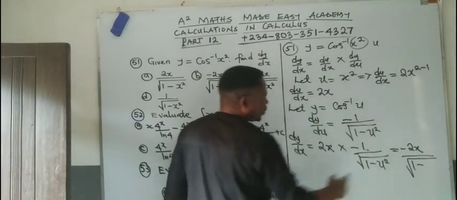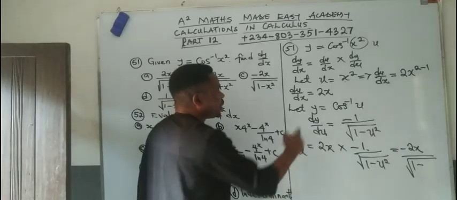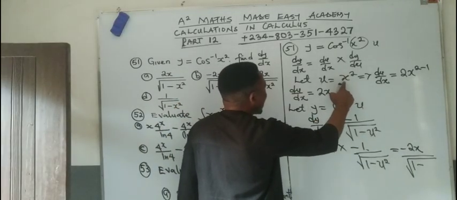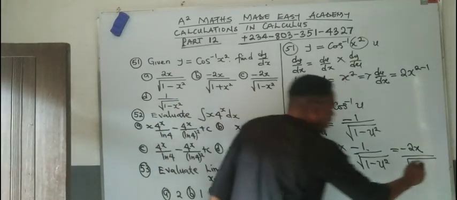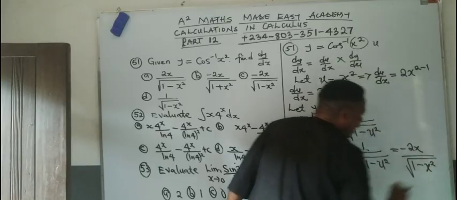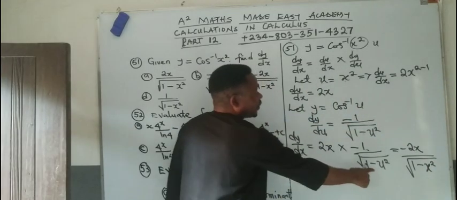Do we know u? What's the value of u? The value of u is x squared. I will now write here x, then squared. Are you with me? x squared, which is the value of u.